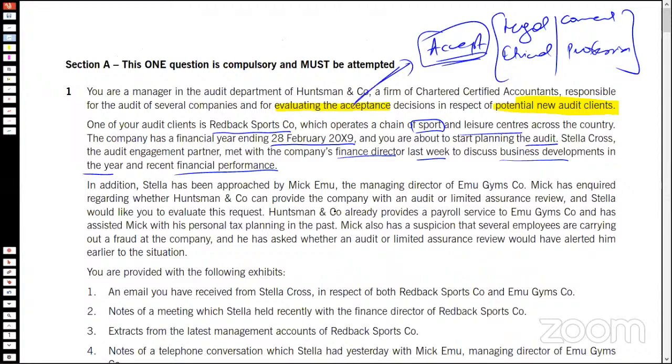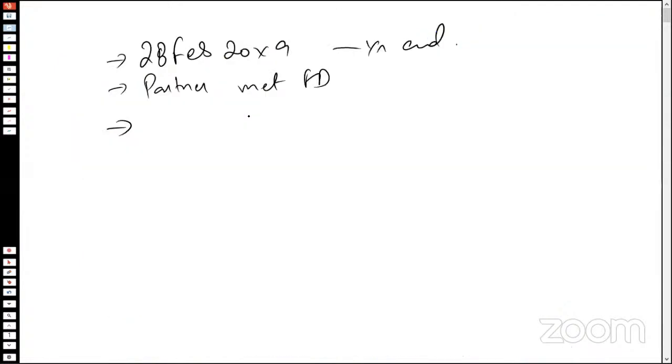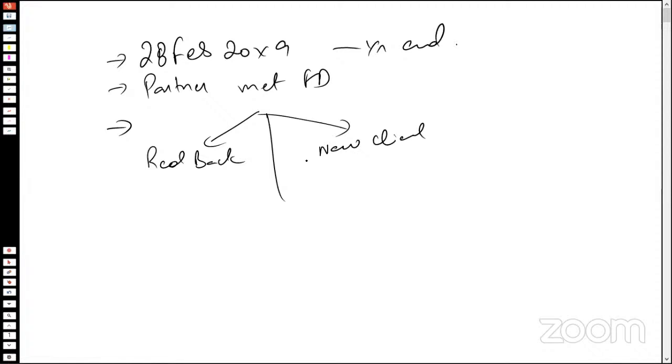In addition, Stella has been approached by Mick Emu, the managing director of EMU Gyms company. Mick has inquired whether Huntsman and Co can provide the company with an audit or limited assurance review, and Stella would like you to evaluate this request. So basically in this scenario, there are two situations. One is about Redback Sports Company, and the other is about a new client, EMU Gyms. So what do you need to do? You need to cover these two situations in the scenario: Redback Sports Company and EMU Gyms.